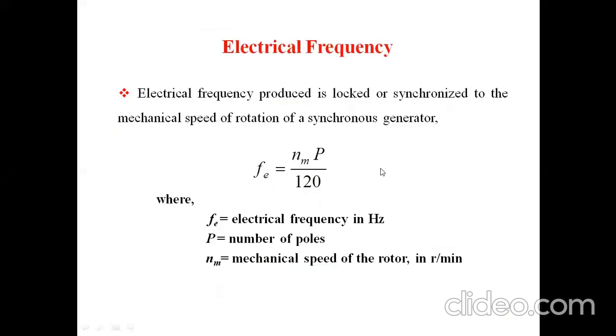Coming to the electrical frequency. The electrical frequency is generated under synchronous speed condition, or we can say when the synchronous motor magnetic locking takes place. So Fe should be equal to the electrical frequency, Fe = (P × Nm)/120, where Nm is the motor speed and P is the number of poles on the synchronous motor stator side. So this is the way of calculating electrical frequency for a synchronous motor drive.